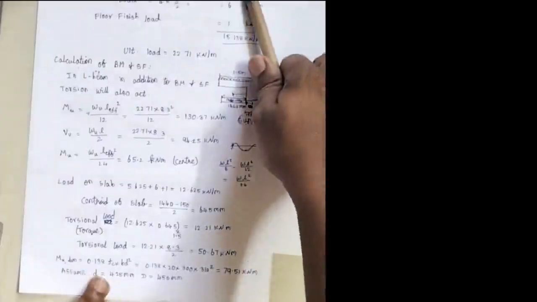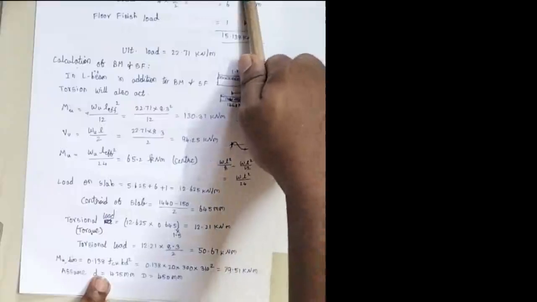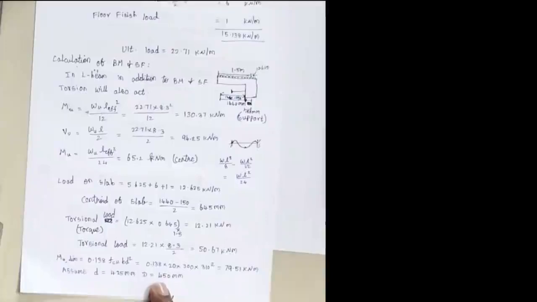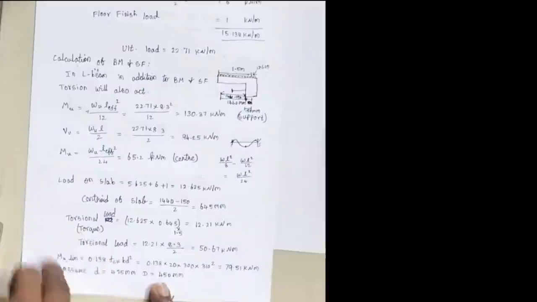So I am going to assume D equal to, that is overall depth equal to 425 mm and effective depth will be 450 mm. Sir, you can ask, if you are changing the value, won't it affect the load calculation? Yes, it will change, but we need to redo it. But from an exam point of view, if we redo that, the time will not be enough. So we are just assuming and using it here.